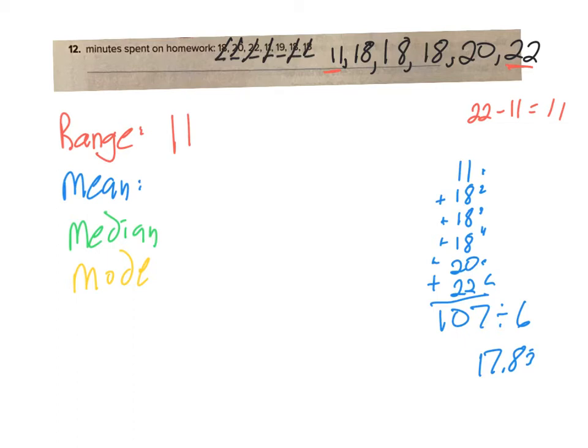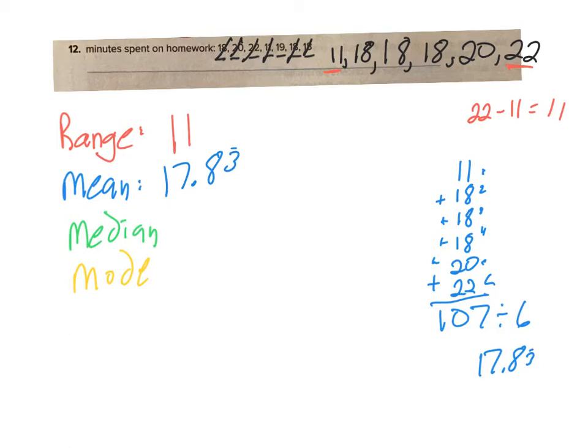Not sure if I should have got that number, so I'm going to re-add them just to make sure. 11 plus 18 plus 18 plus 18 plus 20 plus 22 equals 107. Yep. So the mean, or the average, is 17.8 and a 3 that repeats.